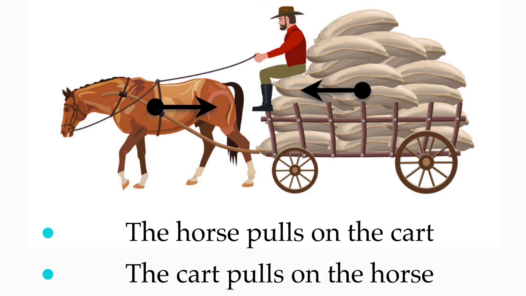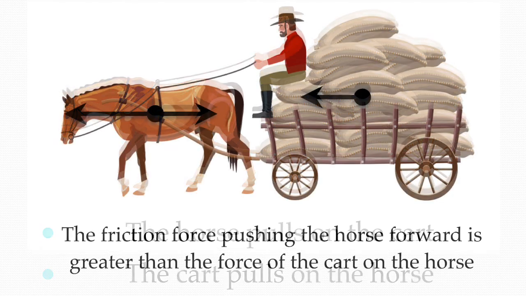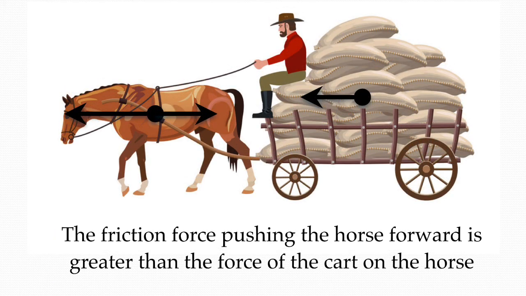Here I've included both a free body diagram of the horse and of the cart, showing the force of the horse pulling on the cart and the force of the cart pulling on the horse. I've now included the friction force of the ground pushing on the horse's hooves, moving it forward, and as you can see, the force moving the horse forwards is larger than the pull of the cart pulling it backwards, so the overall resultant force will be forwards, causing the horse to accelerate.